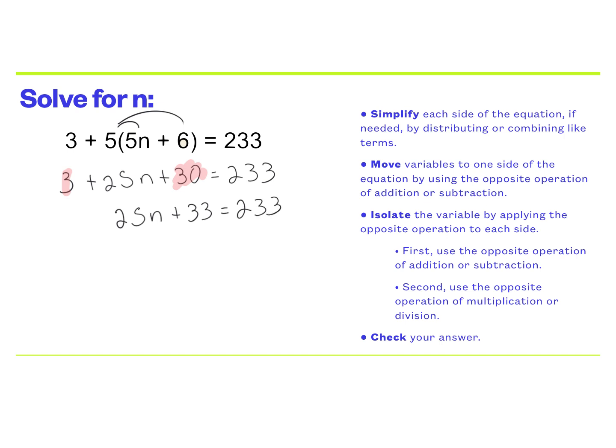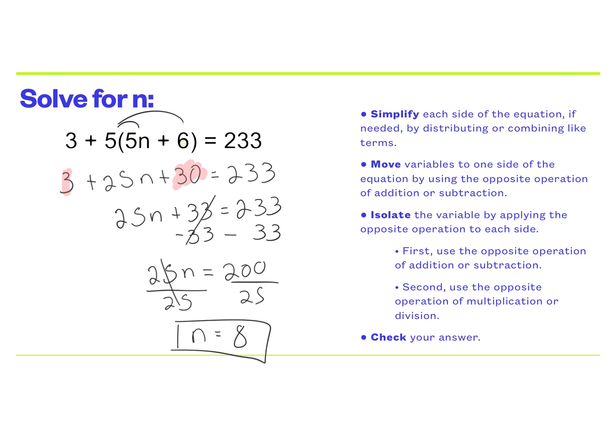I will then go ahead and subtract 33 from both sides. The reason I'm subtracting 33 is because the 25n is the variable that we want to make sure is alone. So we get 25n equals 200. I will divide by 25 on both sides. n equals 8. Now, how do you know if that's right? If you're confident with your work, you go ahead and just leave it. I always recommend checking your work.